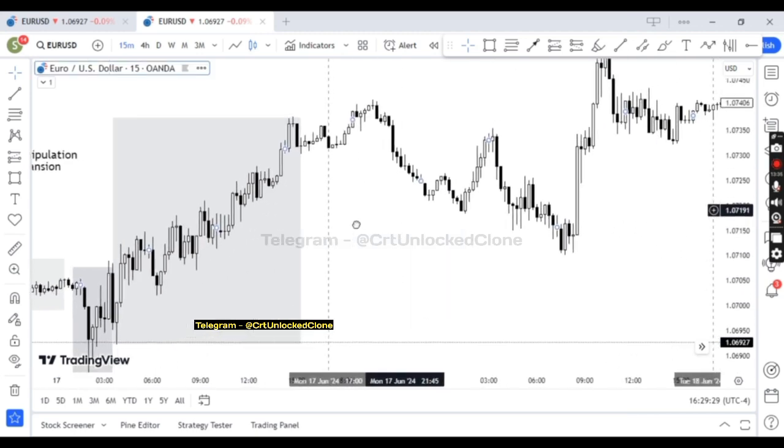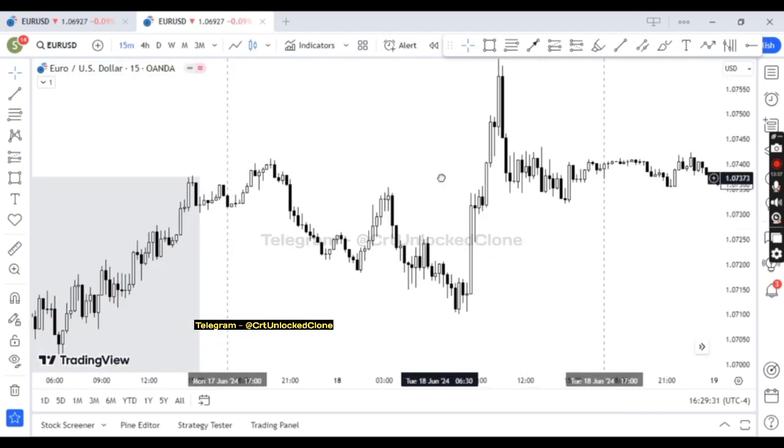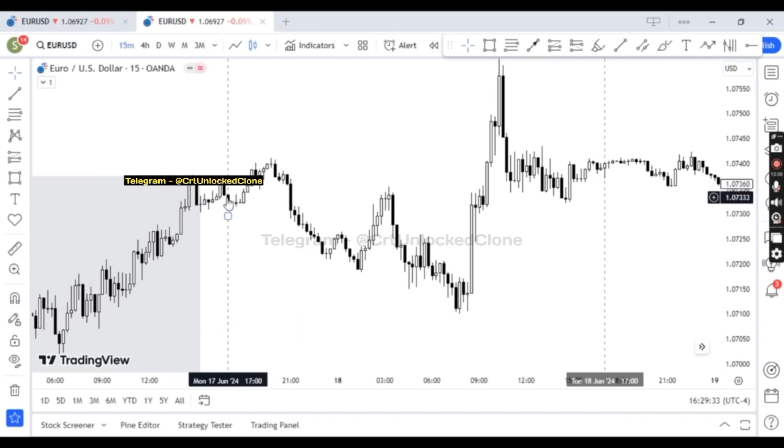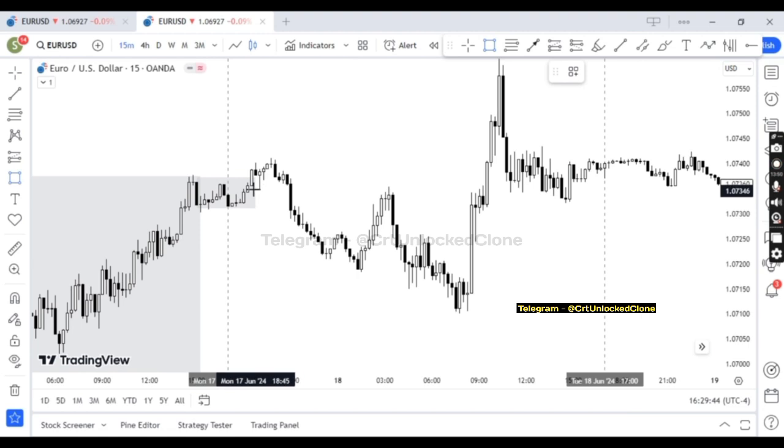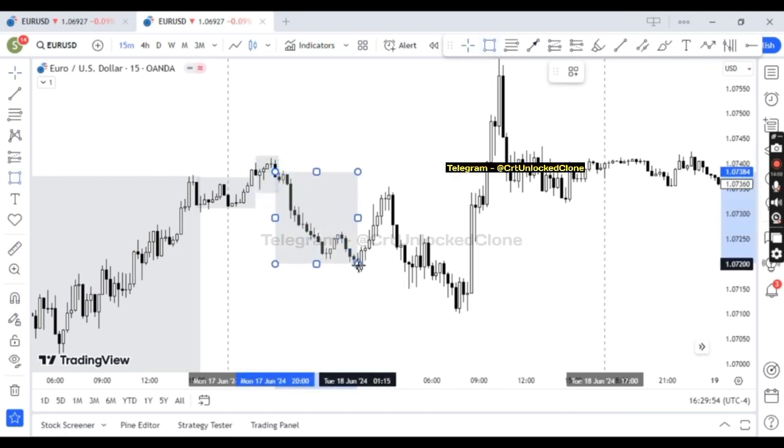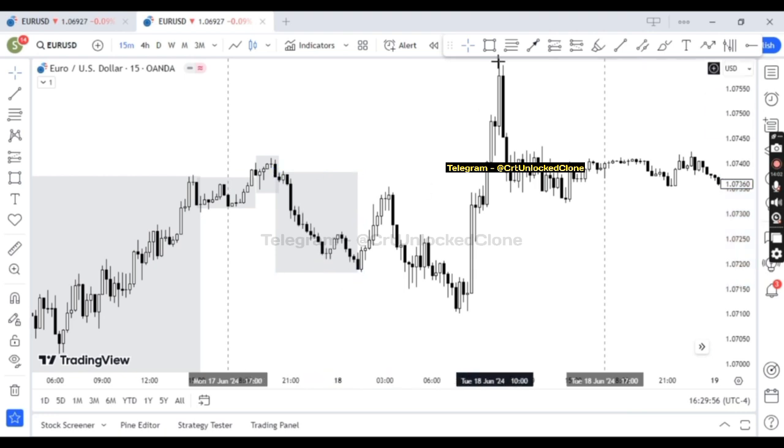Then again you can see right here, after this opening time and from right here we had what? We had a ranging profile, right? And then after a ranging profile we had a small manipulation profile which ended right here after price moved from this CSD and from this order block. And then what we had is, first of all, an expansion profile, right?